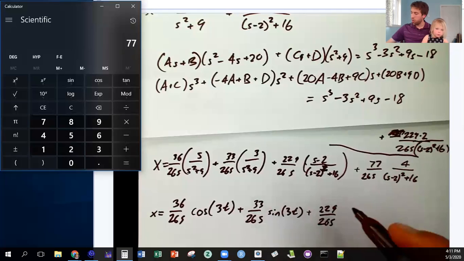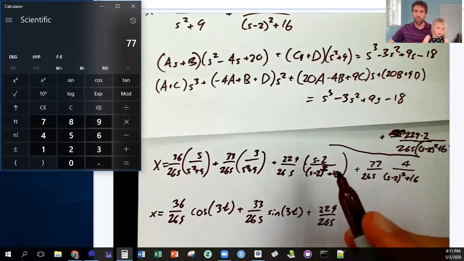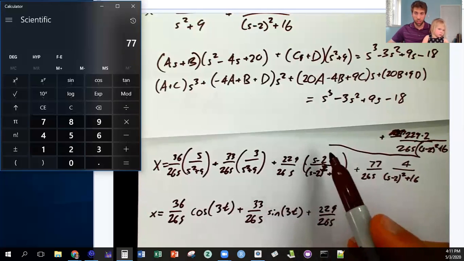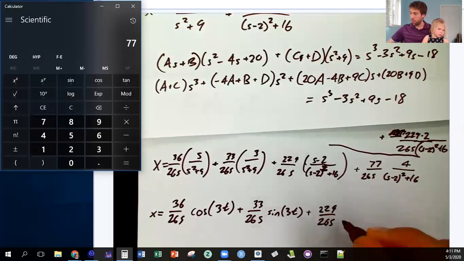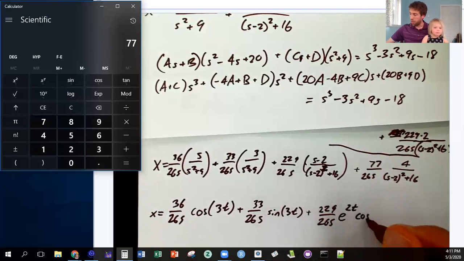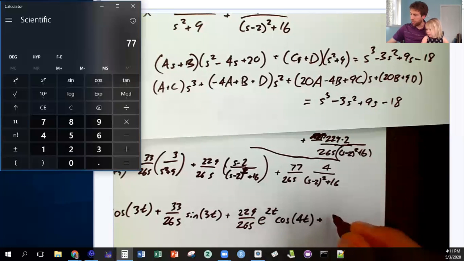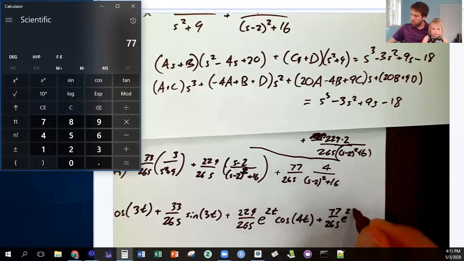Okay, 229. Now, where was I? I've got the s minus 2 and the s minus 2. So otherwise, this looks like a cosine one, except it's shifted. So the shift means you have an e to the 2t here times cosine of the square root of that, which is 4, so 4t, plus 77 over 265 times, and now that is e to the 2t sine of 4t.